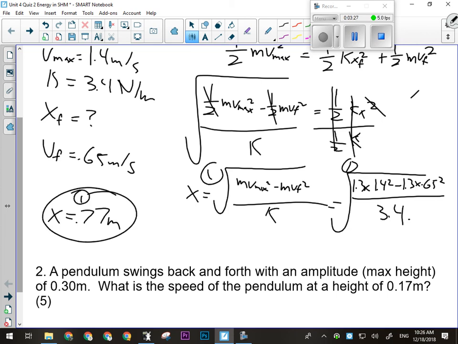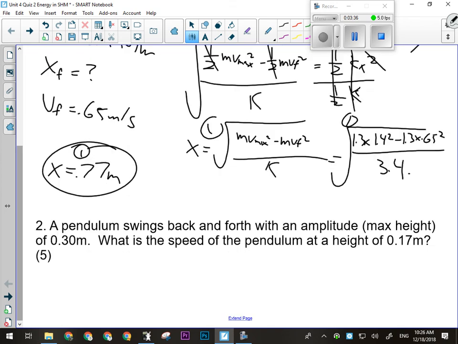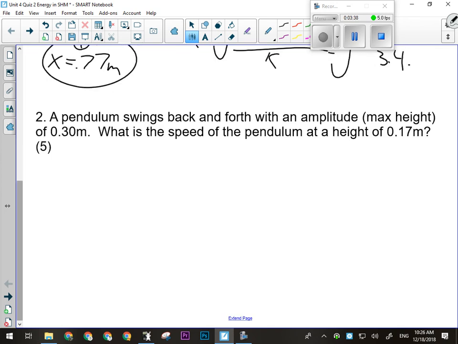Everybody all right with that one? All right, so just the law of conservation of energy. We have one position where it only had kinetic and the other position it had both. Number 2, similar, except it's a pendulum.